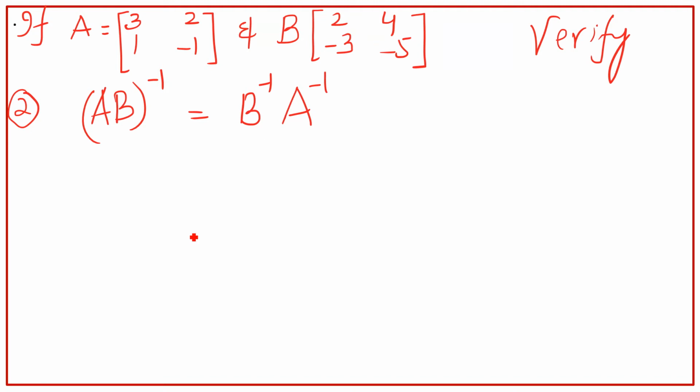Another question and last question is same A and B matrices. Now we have to prove that (AB) whole inverse is equal to B inverse and A inverse. This is again the lengthy question. I will give you the hint and then you have to solve it.